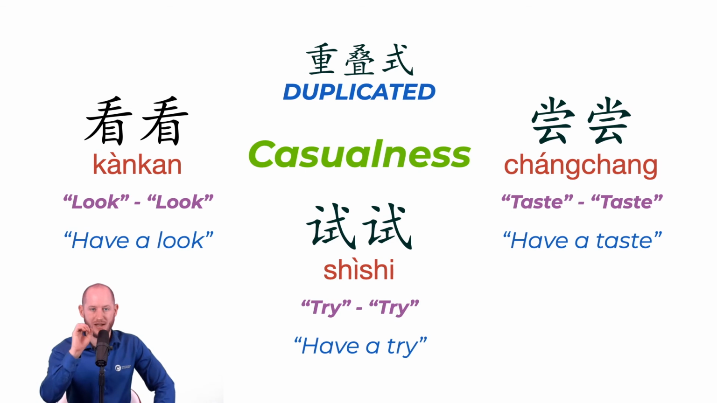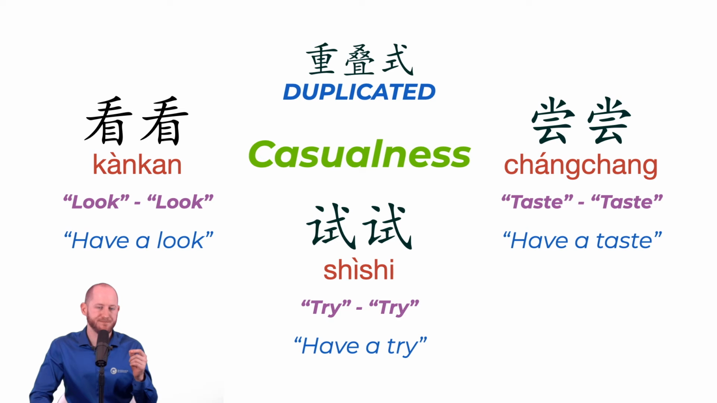And these also have the second character operating as a 5th tone. Now, with the casualness ones, you can also say the same thing by saying 看一看 or 尝一尝 or 试一试. So you put the 一 character in between. 看一看, 试一试, 尝一尝, or 看看, 试试, 尝尝.